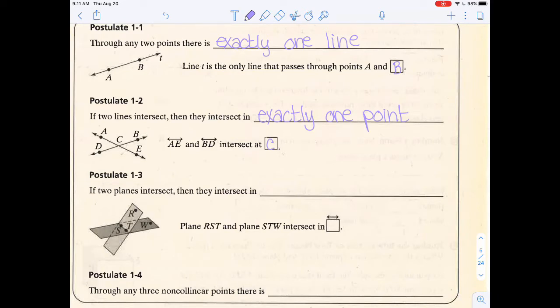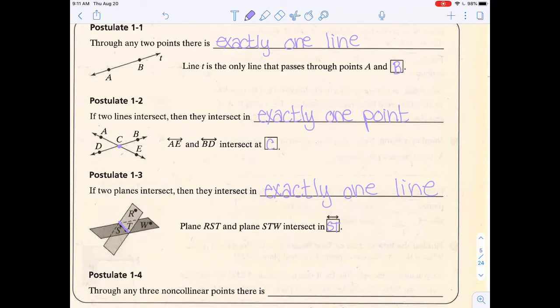Alright, then postulate 1-3 says, if 2 planes intersect, then they intersect in exactly one line. So just like 2 lines intersect at 1 point, now down here we've got 2 planes that intersect at 1 line. And plane RST and plane STW intersect at line ST.